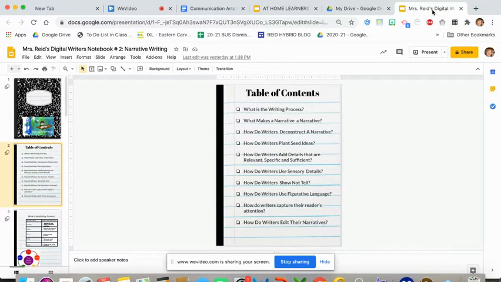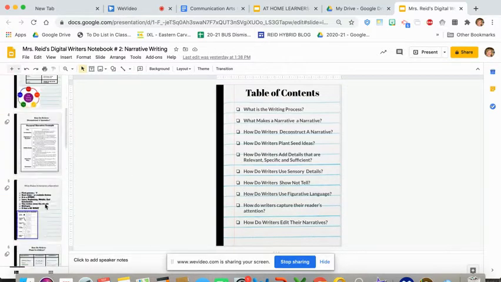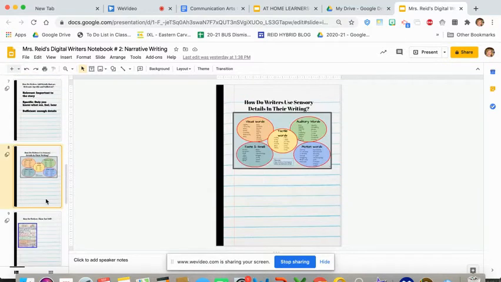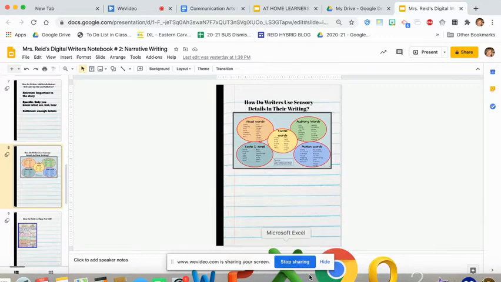At-home learners, you're going to start by pulling up your narrative writing digital notebook. And if you are doing a hard copy notebook, you're going to write the next 2 lessons on the next 2 blank pieces of paper. So going to the table of contents, today we're doing how do writers use sensory details and how do writers show, not tell. So you're going to go down, if you are digital, you're just going to go down to slide 8. And if you are a hard copy, you're going to write this, how do writers use sensory details in their writing? And feel free to, if you have time, copy down some of those examples.